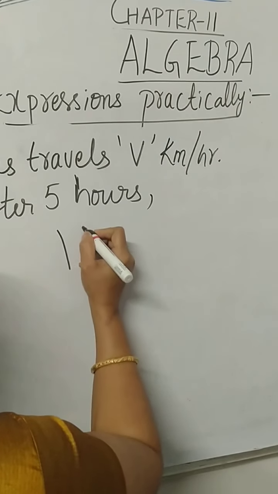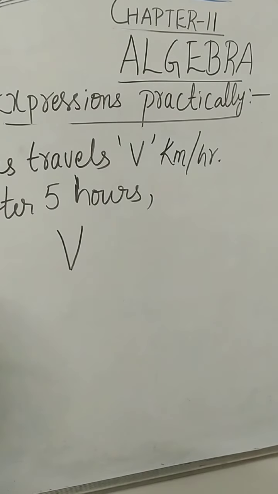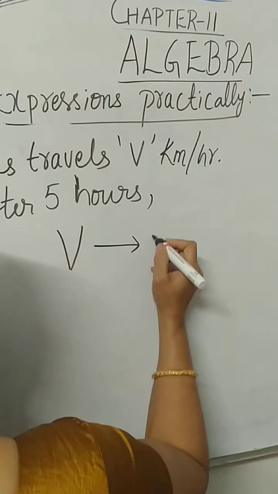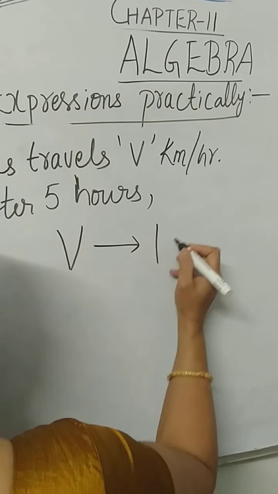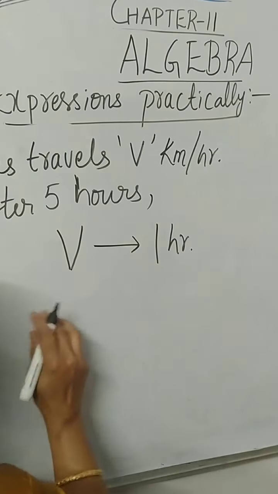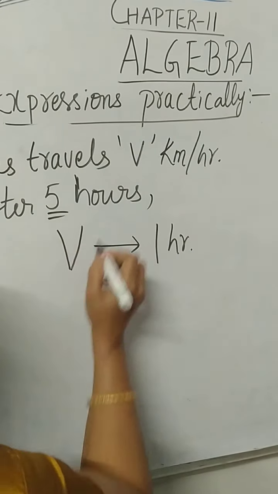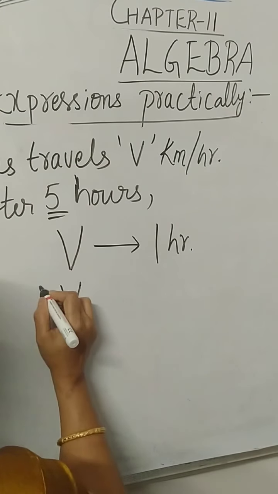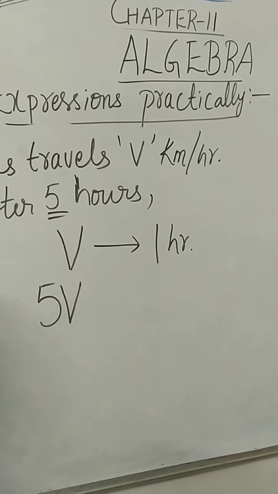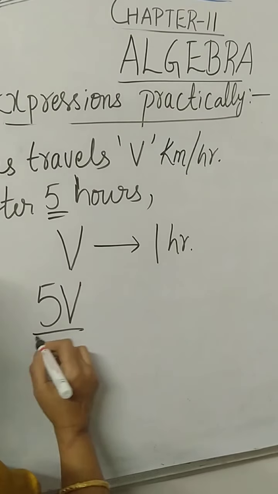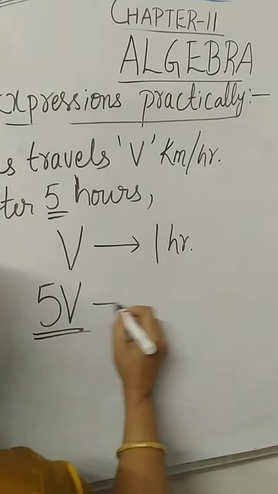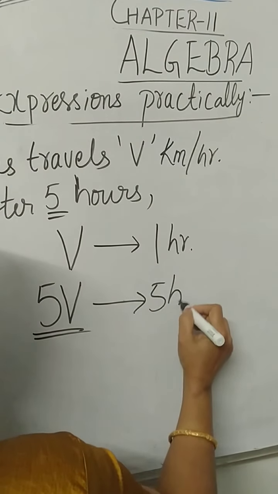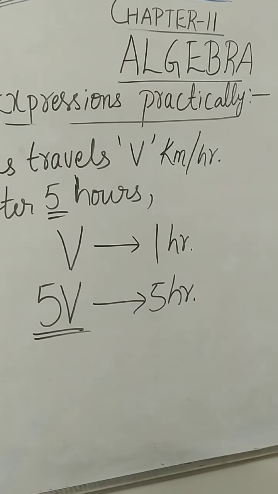In 1 hour, how many kilometers does it travel? It travels V kilometers in 1 hour. In 5 hours, how many kilometers? It is 5 into V, that is 5V. It travels 5V kilometers in 5 hours. Okay? This is the way we write it.